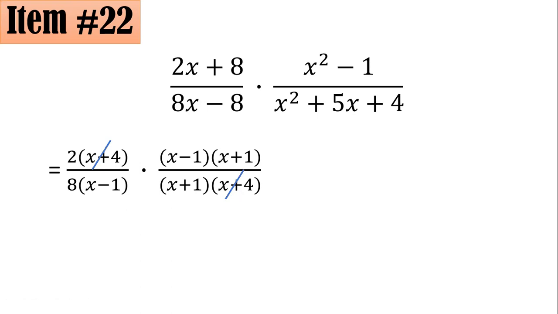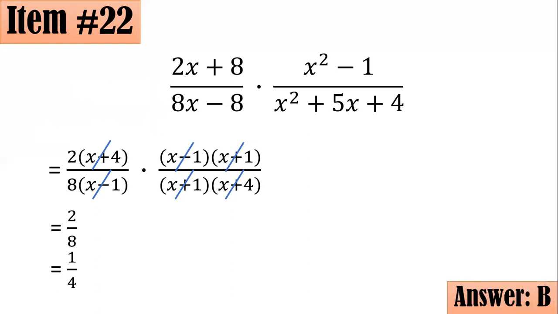That becomes 1. We also have x - 1, and we also have x + 1. What is left here is 1 over 1, or simply 1. Here it's 2/8, so 2/8 times 1 over 1 is simply 2/8. But 2/8 could still be simplified as 1/4. Hence, the correct answer here is letter B.